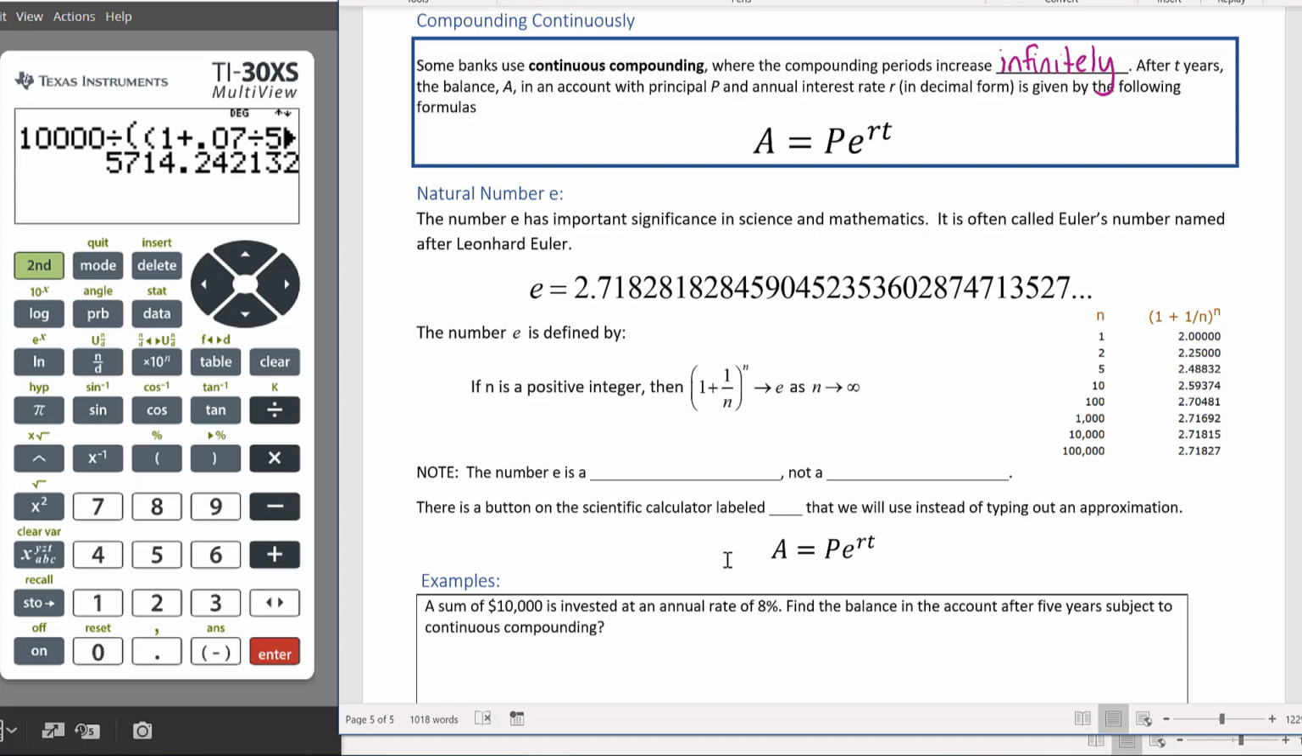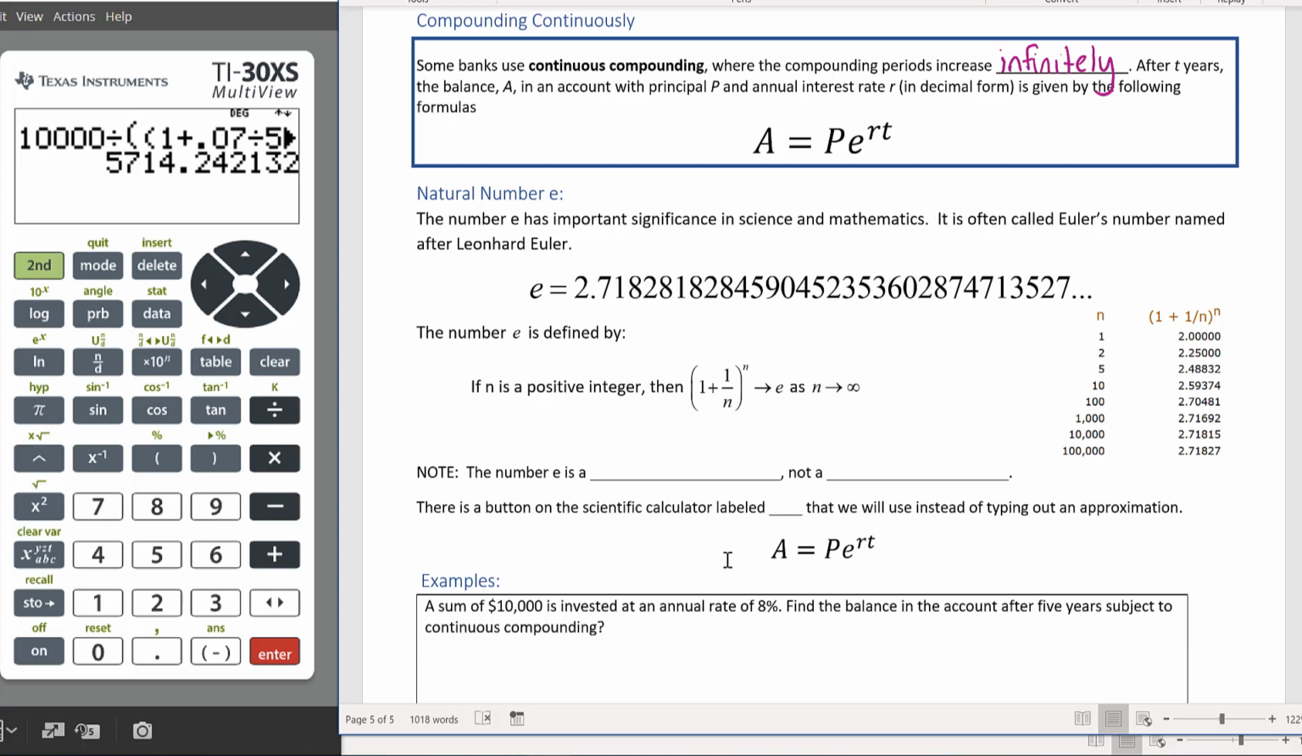So the way we can define this number e is if you have n as a positive integer and you do this formula, 1 plus 1 over n, to the n, it gets really, really close to e. So if n is 1, when you plug in the formula, it's 2. When you plug in 2, it gets 2.25. When you plug in 5, it's 2.48. When you keep getting really, really large numbers, down here I plugged in 100,000, I'm getting 2.71827.